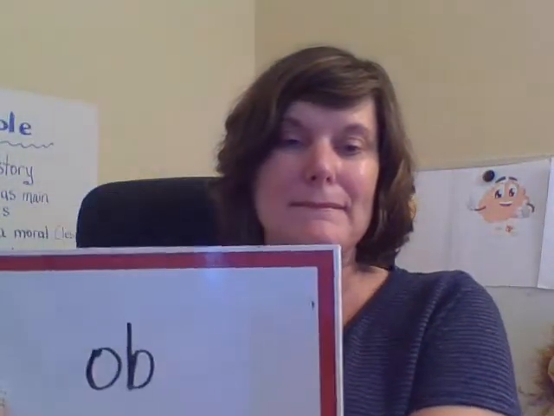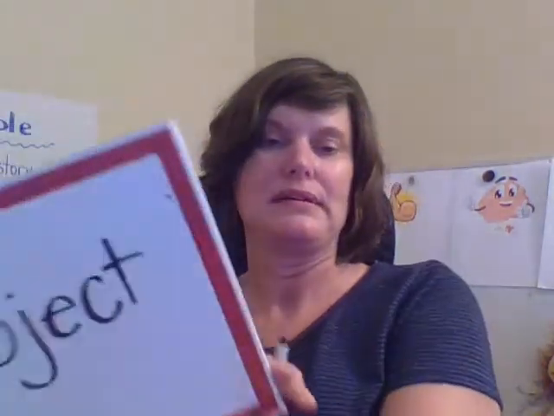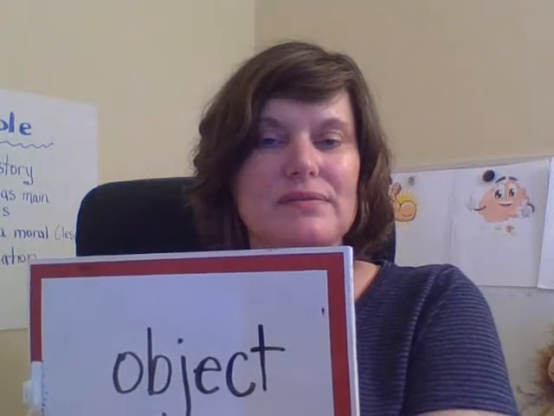Now we're going to spell object. Say object, object. So the first syllable is ob. Let's spell ob. Object. What's the second syllable? Ject. Very good. Let's spell ject. Short E. Ject. Is that how yours turned out? Well done. Good job, spellers.